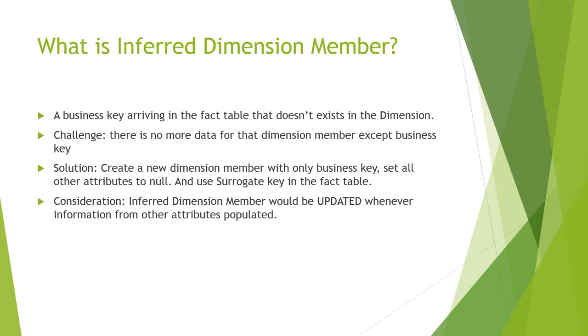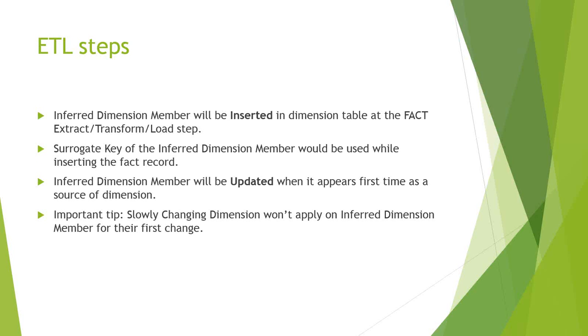There is an important consideration for that. The inferred dimension member should be updated after the first change in the source of the dimension. The reason is that the first occurrence was just the business key, so we didn't have any other attributes for that dimension. But the second occurrence is when that record comes through the source of the dimension. So any change that happens there should be updated, instead of applying a slowly changing dimension. I'll go to slowly changing dimensions a little bit further.